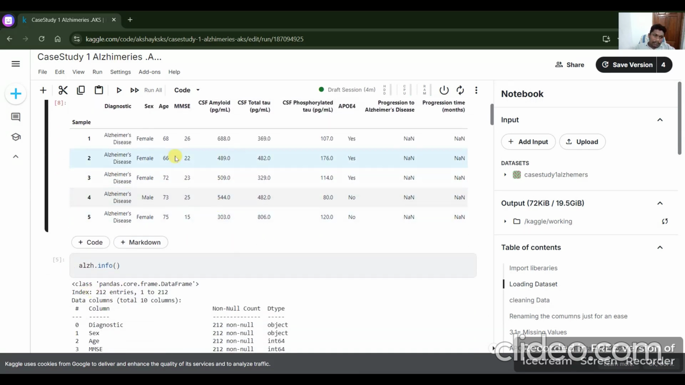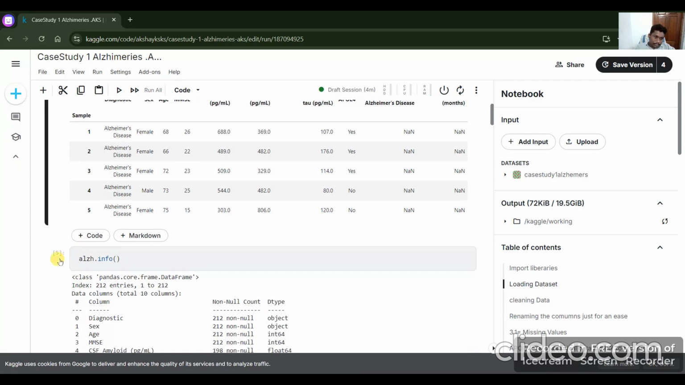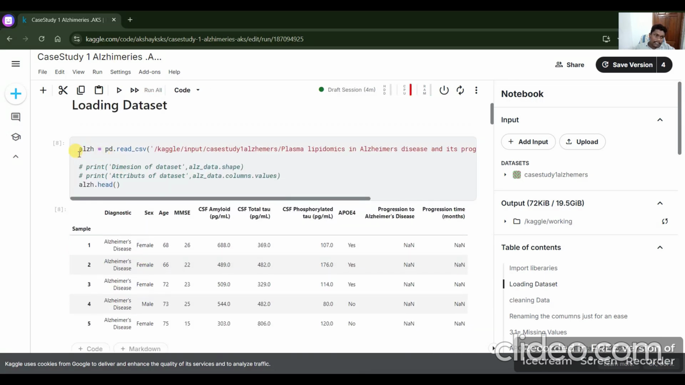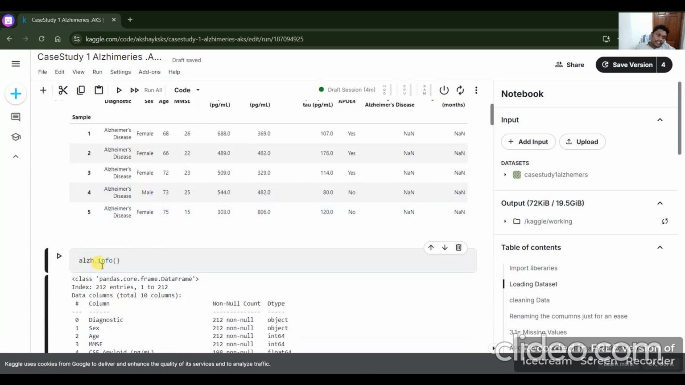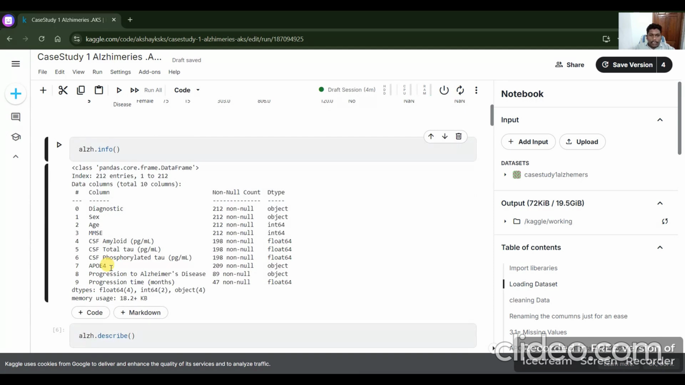After that, we can see alz.info, where alz is a variable holding the dataset. Here we can see the class pandas DataFrame, with 212 entries and 10 columns in total. The diagnosis column has 212 non-null entries with data type object.